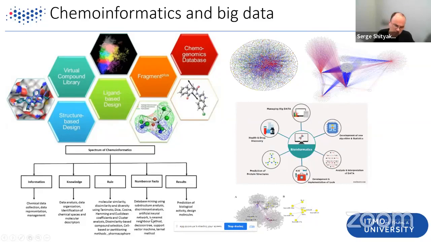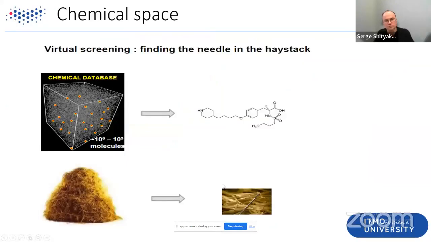The number of facts also includes different algorithms like the k-nearest neighbor algorithm and artificial intelligence algorithms, which are a very broad range of different algorithms like deep neural networks. And once you get results, usually it means that you have the prediction of biological activity and design of different molecules. So what exactly is the chemical space we are trying to analyze?